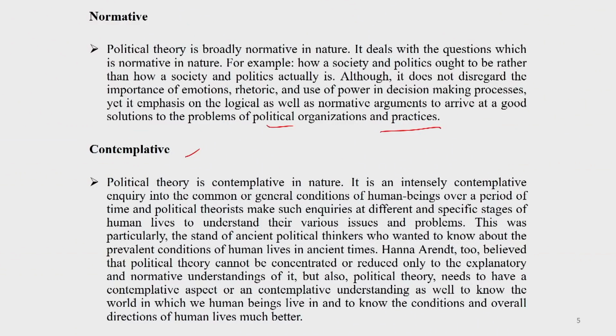It is an intensely contemplative exercise into the common or general conditions of human beings over a period of time, and political theorists make such inquiries at different and specific stages of human lives to understand their various issues and problems.